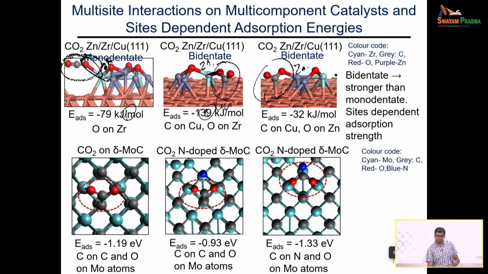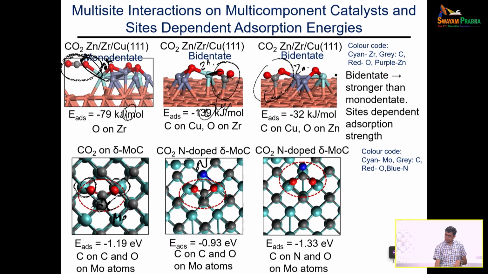This is another example of a very similar kind. These are all molybdenum atoms in cyan, and this is carbon in grey, and this is a nitrogen here in blue, and the red balls are oxygen. So, this is a molybdenum carbide material. Here there are 3 points of contact actually. This is a top view. So, there is 1 point of contact here, 1 here and 1 here. This is the adsorption energy that you have.